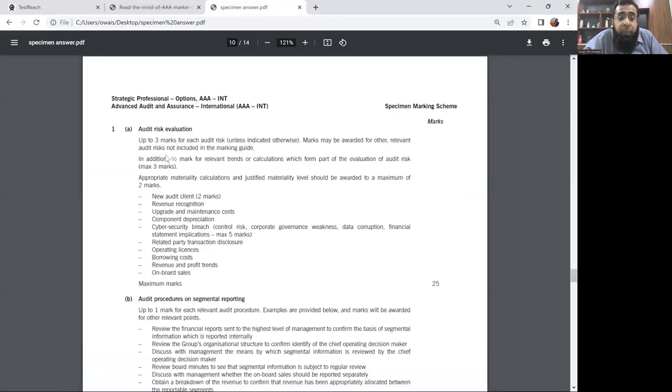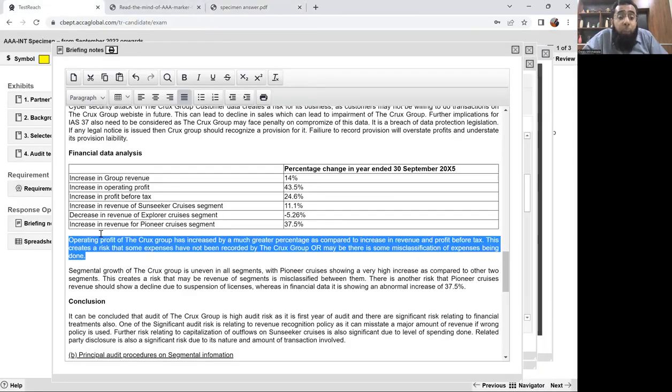this marking scheme, in addition, gives 0.5 mark for relevant trends or calculation which form part of the evaluation of audit risk. Maximum 3 marks. So you can get maximum 3 marks just for calculation. And then revenue and profit trends, when you comment on it, you get additional marks. Like we commented that okay, operating profit of the Crux Group has increased by a much greater percentage as compared to increase in revenue and profit before tax.